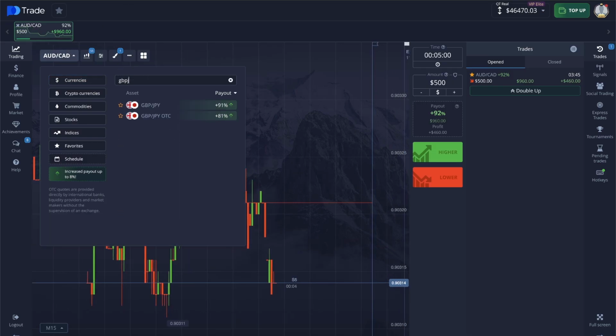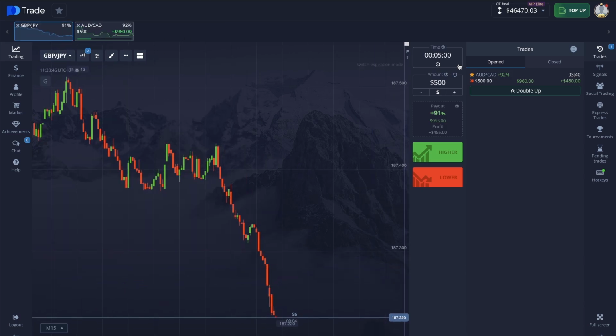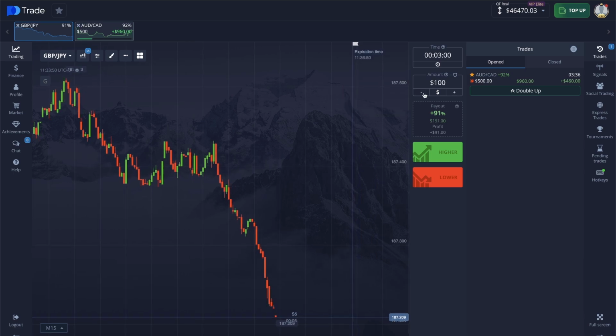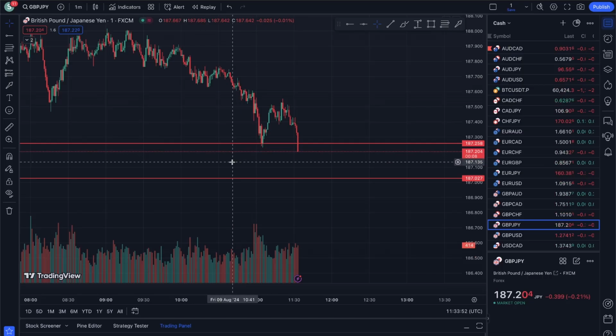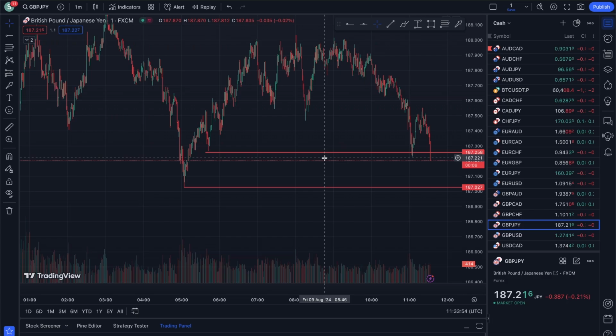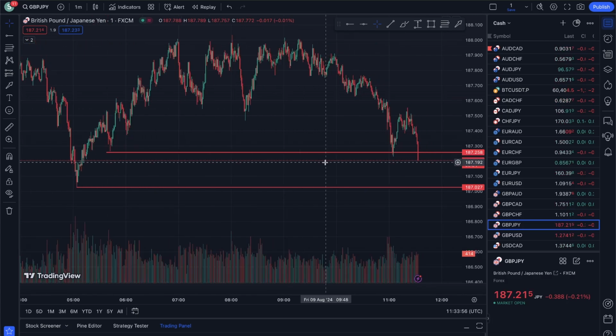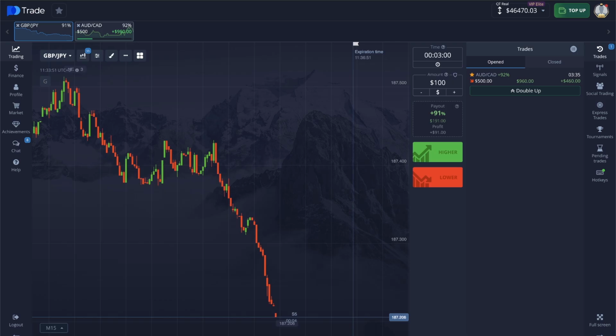But first, we need to check what our payout percentage is. And the payout rate is 91%. This is very, very good. Therefore, we reduce the expiration time and set the minimum volume, because trades on reversals are always risky. Therefore, the volume is minimal.